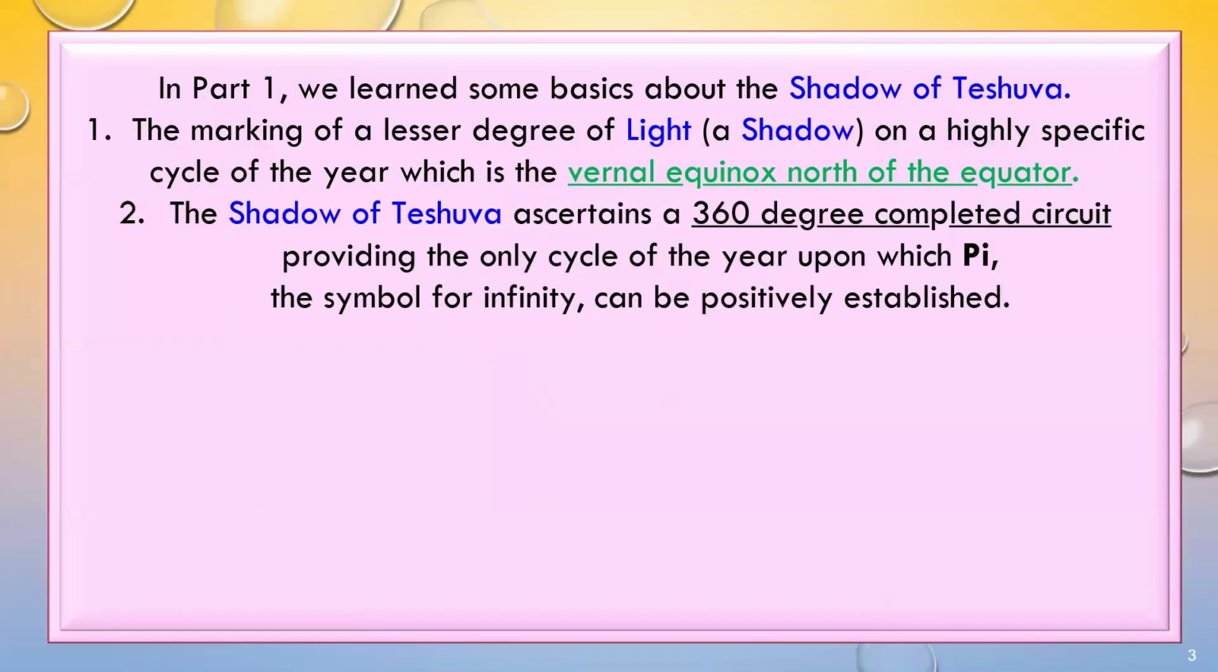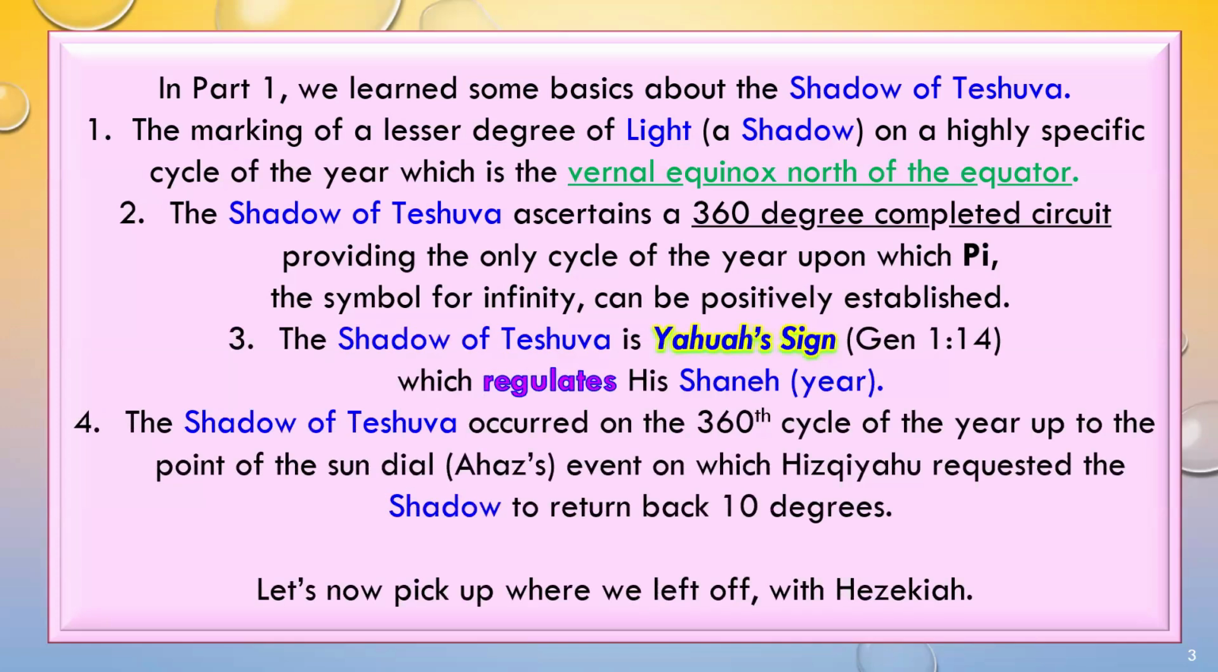In part 1, we learned some basics about the shadow of Teshuva. Number 1, the marking of a lesser degree of light, which is a shadow, on a highly specific cycle of the year, which is the vernal equinox north of the equator. We also learned about the shadow of Teshuva, which ascertains a 360-degree completed circuit, providing the only cycle of the year upon which pi, that's 22/7 or 3.14, can be positively established as that symbol for infinity. Why? Because it's the 360th degree of a completed circle.